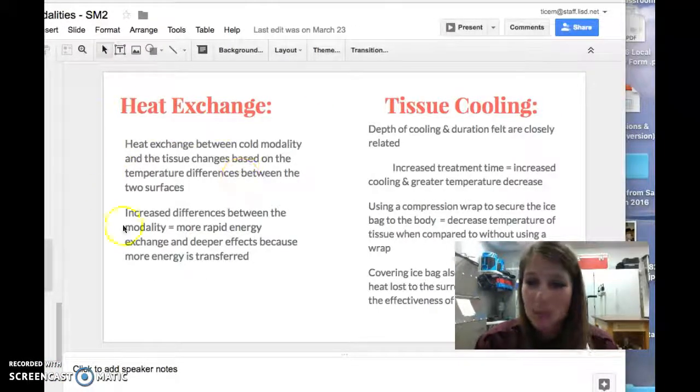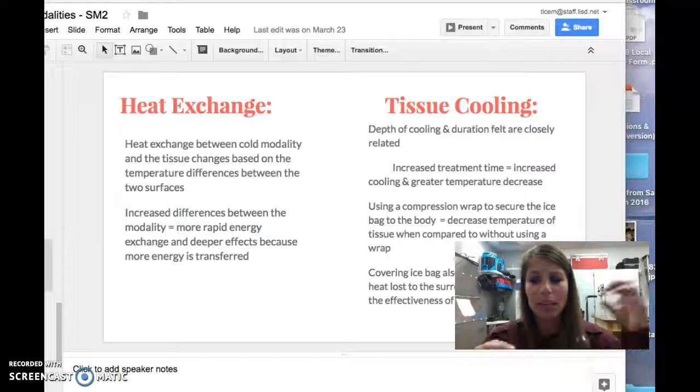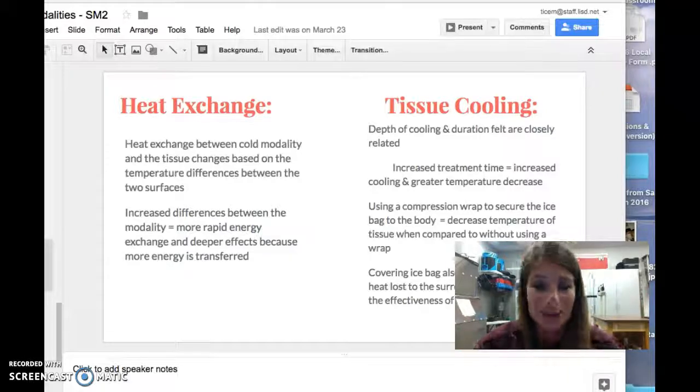Heat exchange, we talked about this a little bit already, but you're always going to have the heat exchange going from the higher tissue, the higher energy level, to the lower. So the warmer area to the colder. So in this case, in the cold modality, the warmth of our skin and our other tissue is going to be pulling towards the ice bag, which in turn is actually melting the ice bag.